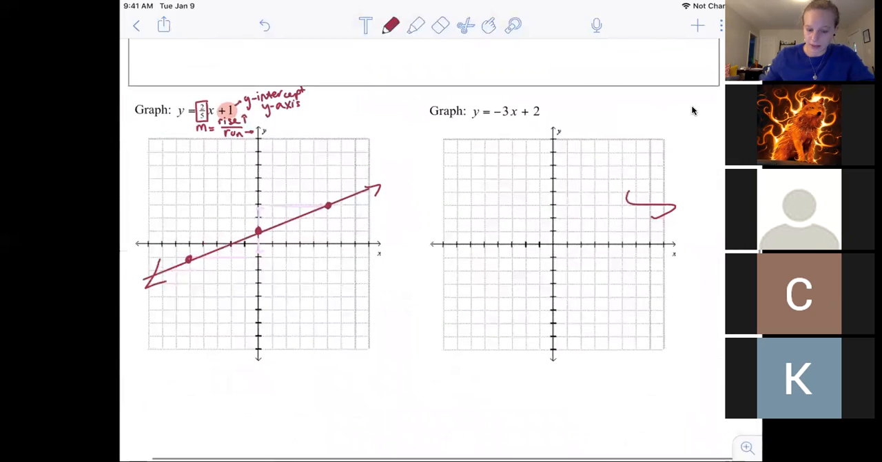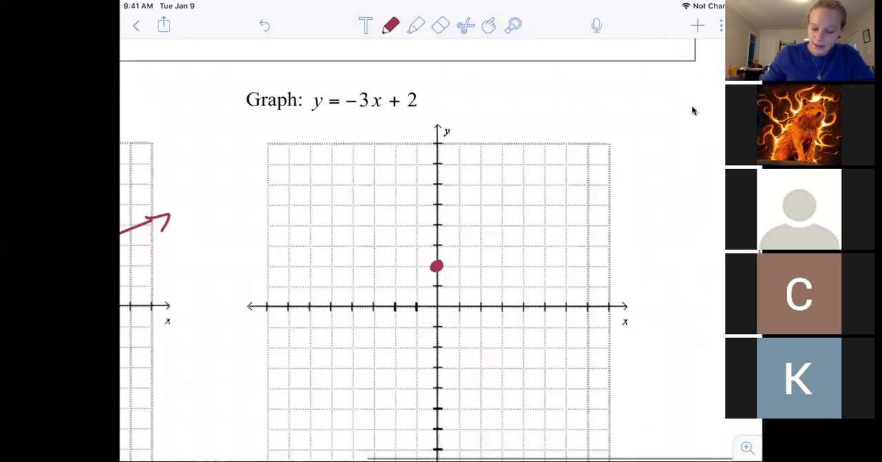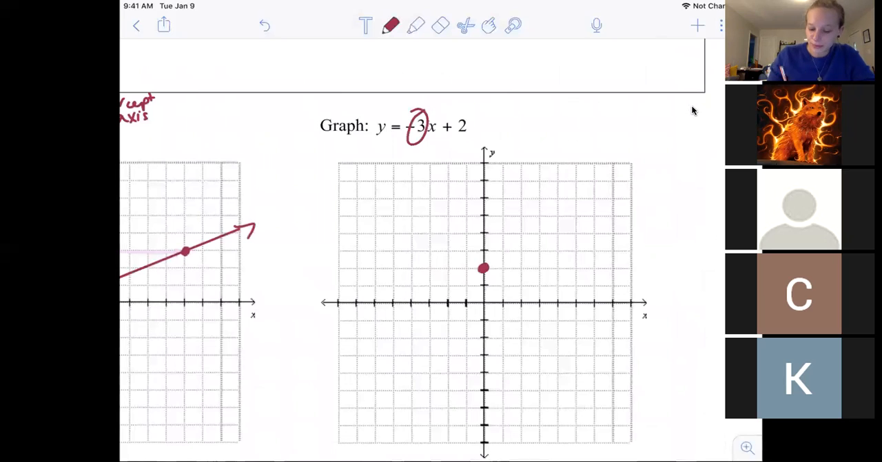I'll join you in a second. You graph this one by yourself. All right, now that you've gotten a head start, I'm catching up. Put your y-intercept on the y-axis at 2. And then my slope is -3. So that means I'm going down 3, right 1.